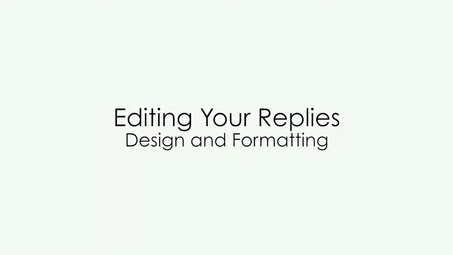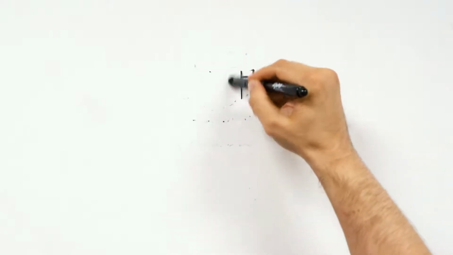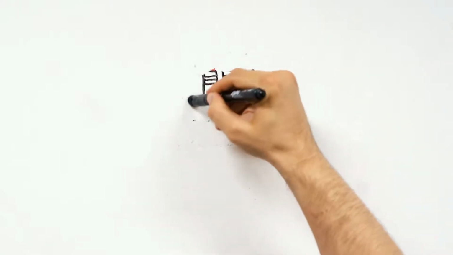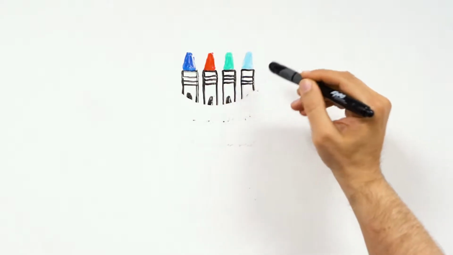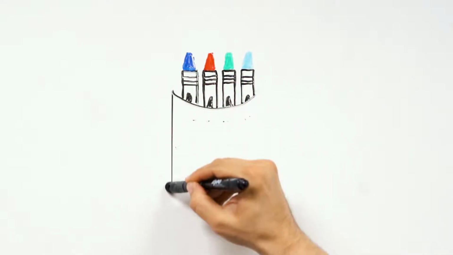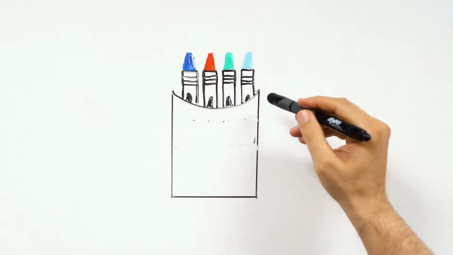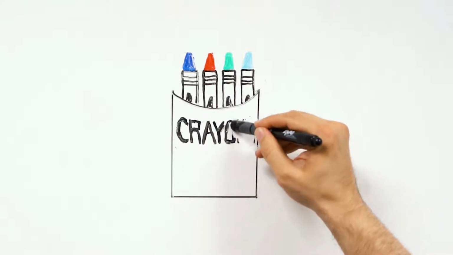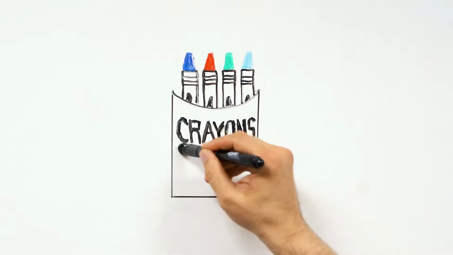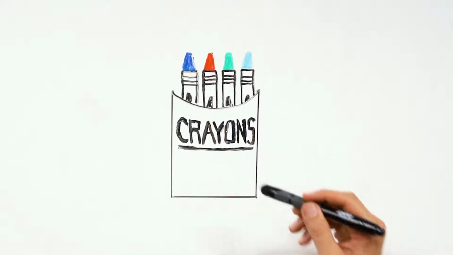Editing your replies. Design and formatting. Some people feel the need to add colors, bolded text, underlining, etc. to make their email come across as being digital stationery. This is never a good idea because the formatting may not be displayed well by a recipient's device. Keeping your message's formatting as simple as possible will prevent your message from being incorrectly displayed, thereby causing misinterpretation of the message.